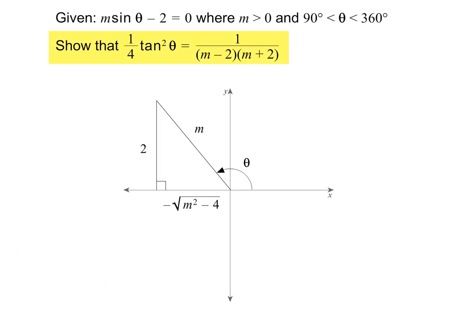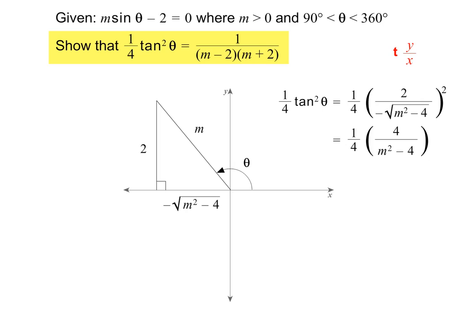We are now ready to answer the question. Let's begin with the left-hand side. This means we need to multiply 1/4 by tan theta all squared. Next, we need to recall that tan is the ratio y/x. Using the sketch, tan theta is the ratio 2/minus root m squared minus 4.